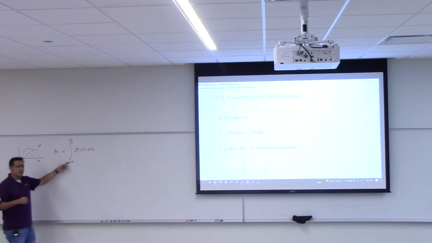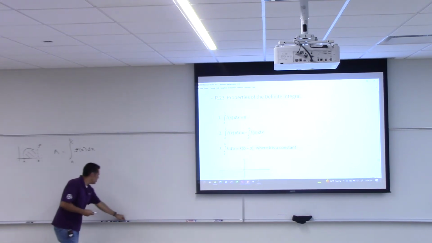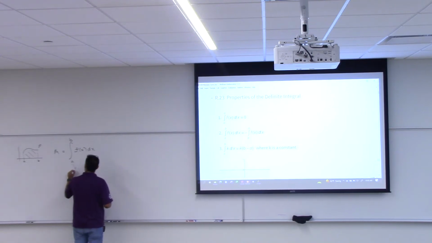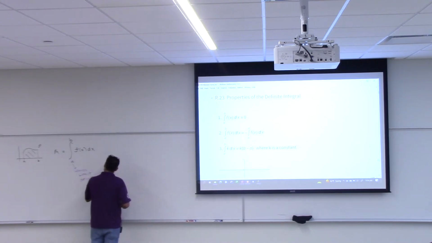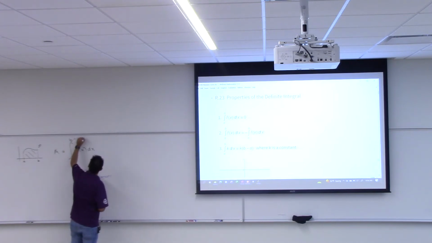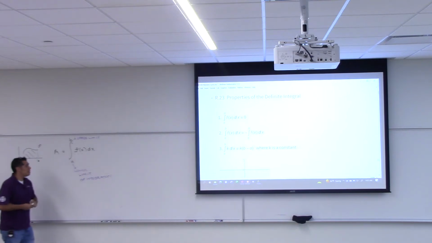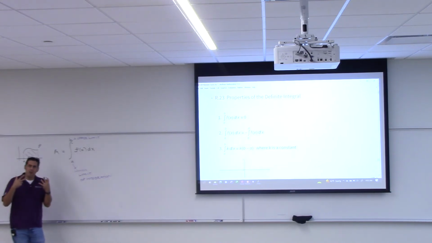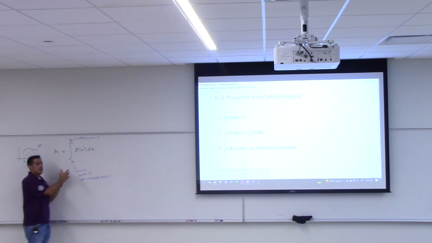This number down here, I don't think I told you what that was called. This is called the lower limit of integration, and this one, of course, is called the upper limit of integration. Those are just the endpoints of the interval, and this is the notation to let us know that we are trying to find the area.